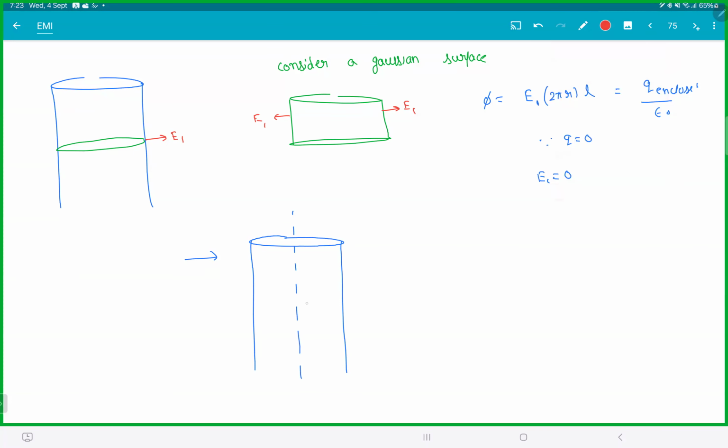So when you take the ring here, or here, or here, all these points are identical. That means they have the same potential. And if it's equipotential, you cannot have a field in that region. Therefore, the field along the axis must be 0.